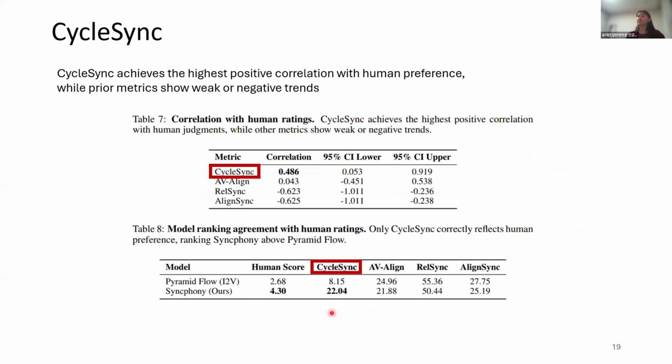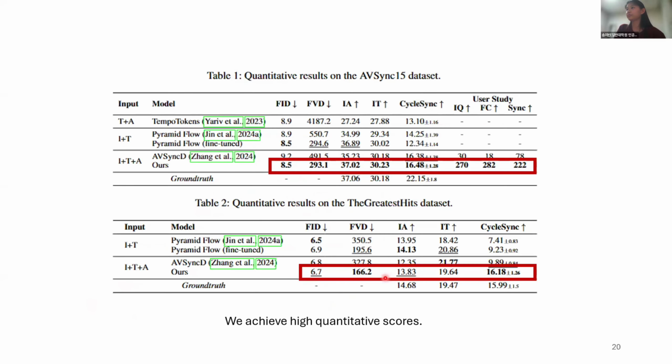And this is the result of CycleSync. As you see in these tables, CycleSync achieved the highest positive correlation with human preference, but other prior metrics show weaker or negative trends. And this is the table I showed before. CycleSync is the only one that aligns with the determinant of the human score. So these are our quantitative scores and our model.